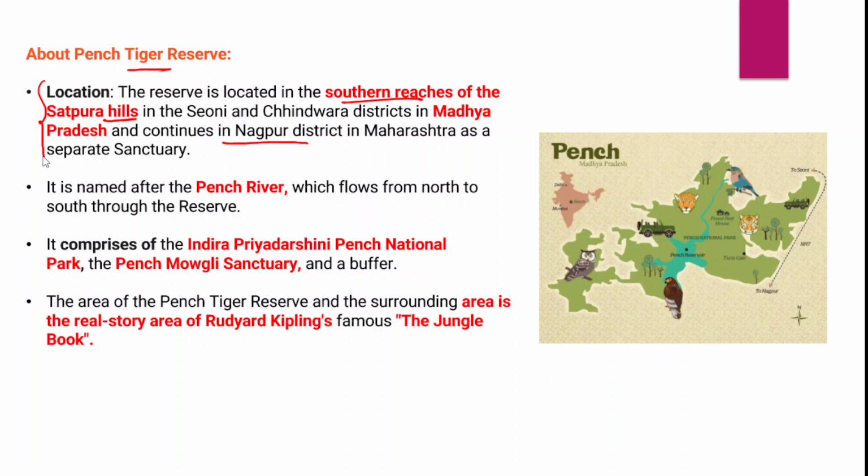And another very important thing about this Pench Tiger Reserve is that it is named after the Pench River. This river flows from north to south through the Pench Tiger Reserve. In fact, the Pench Tiger Reserve comprises the Indira Priyadarshini Pench National Park, the Pench Mowgli Sanctuary and a buffer area also. So in Madhya Pradesh there is also the Pench National Park, that is, the Indira Priyadarshini Pench National Park.